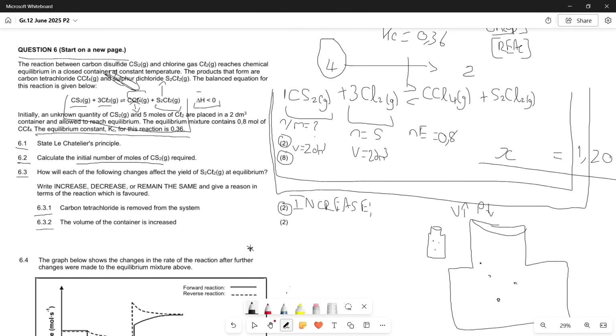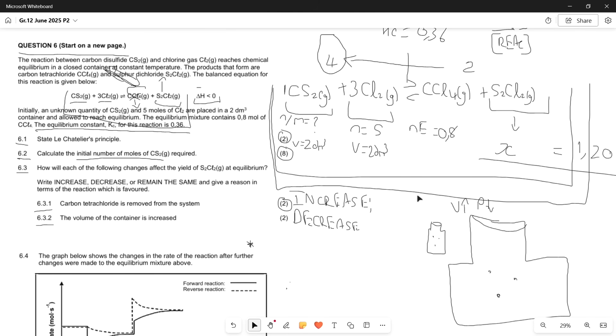But once again, we're saying that so that we can see that, okay, our volume has increased, our pressure has actually decreased, which means it is going to favor low to high. And it is moving from the side with the lower amount of moles to the side with more moles, which means, based on the fact that we're looking at how this affects the yield of S2Cl2, our S2Cl2 is going to decrease in this beaker, which means we can just go ahead and write decrease.